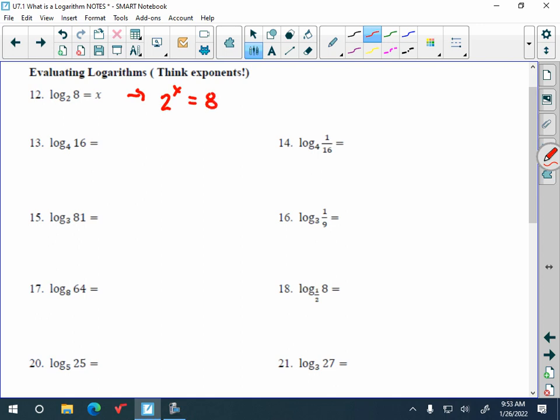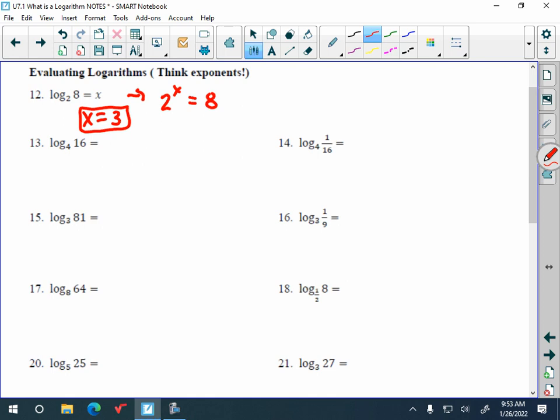Okay, log base 2, 8 equals x is 2 to the x equals 8. Now all we have to do is figure out what number we can put in for x so 2 to that power equals 8. Well, you just go to your exponent sheet if you don't know, go down to the 2's column and figure out which exponent is equal to 8. So what is it? 3, right. So x equals 3. So that means that log base 2, 8 equals 3.